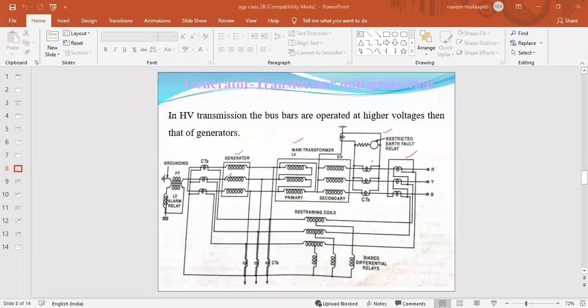Okay, under normal operating conditions, that means no faulted conditions, when there is no fault at all, if we take the algebraic sum of these two currents, that will be equal to 0. Okay, therefore zero current will be flowing through that restraining coil.